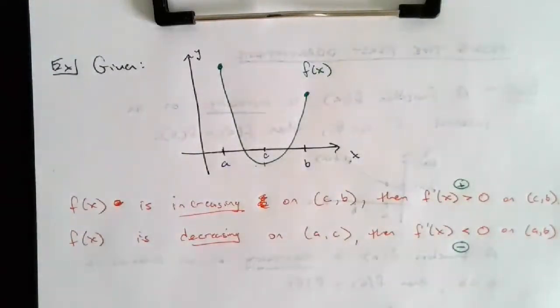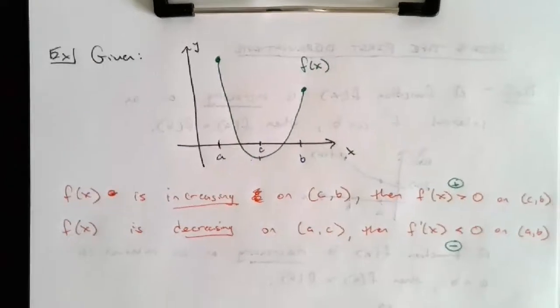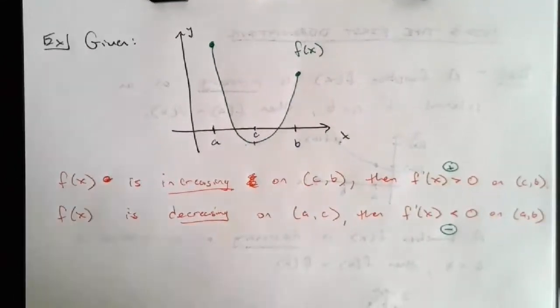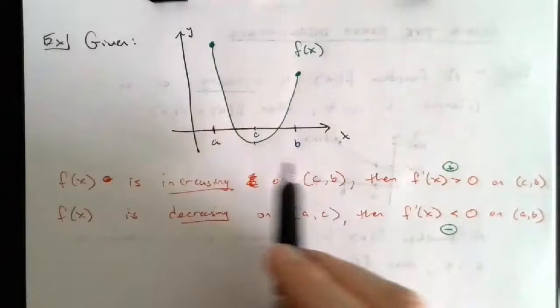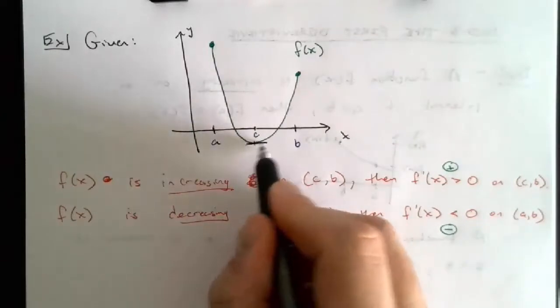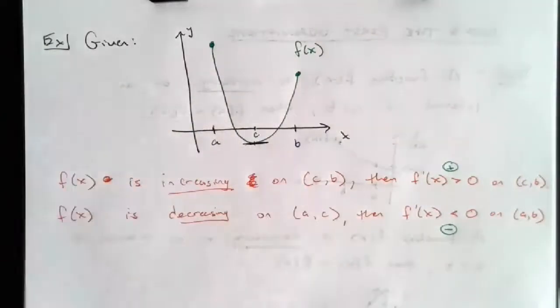And you should know that. This is just more of an instructive example so you can see it here. But that's how we're going to use the relationship between the first derivative and the original function. What are the relationships? Notice right here on this picture that I drew, at C it's neither increasing nor decreasing. It kind of flattens out right at that x value of C.